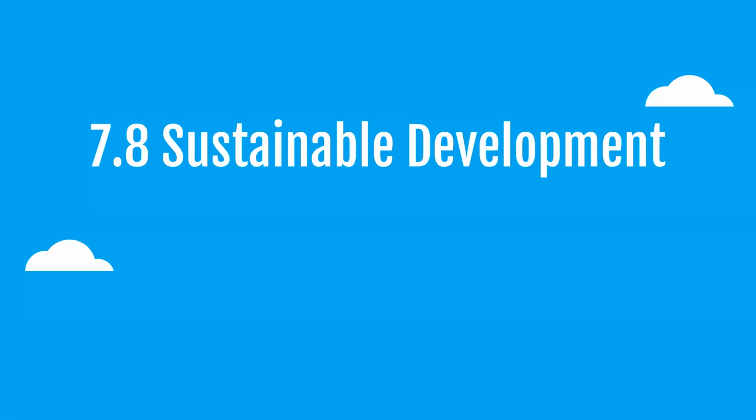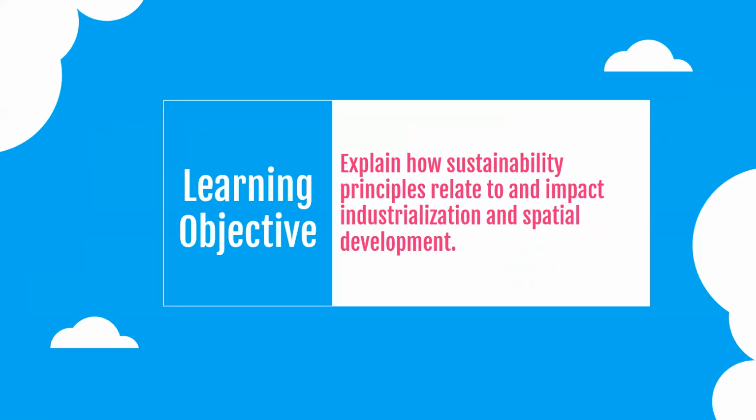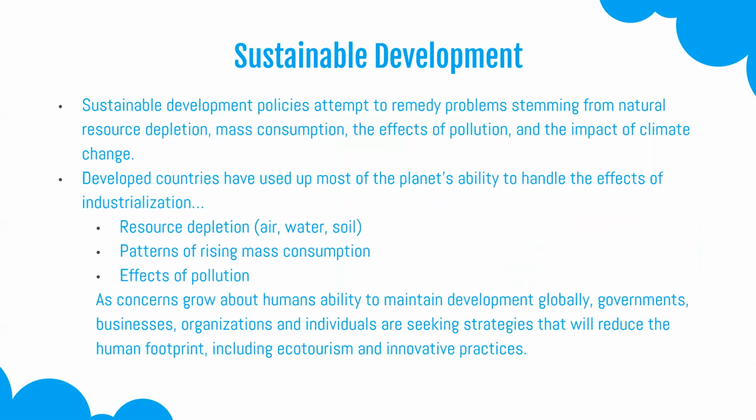Awesome. So let's wrap up here by talking about sustainable development. Learning objective: explain how sustainability principles relate to and impact industrialization and spatial development. So for sustainable development, there have been numerous policies, I'd say really in the last 20 years, to attempt to remedy some of the problems stemming from natural resource depletion, patterns of rising mass consumption, the effects of pollution, and the impact of climate change.